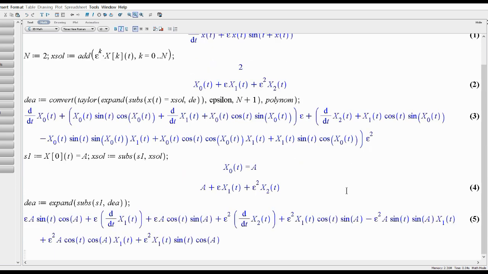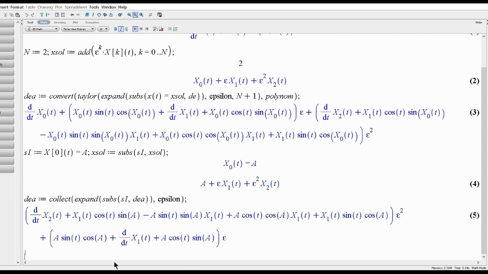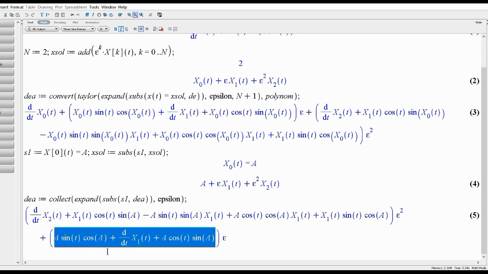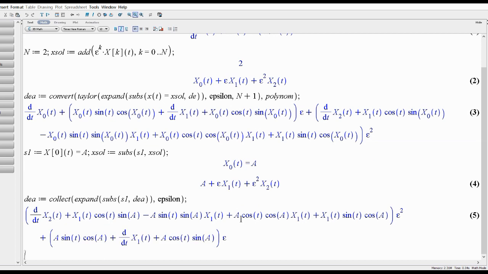Okay, very good. What I need to do is collect in terms of powers of epsilon to get a cleaner expression. Okay, and here we are, and we can solve this now. So what we will do is we will say temp is equal to the coefficient in dEA of epsilon to the power 1.